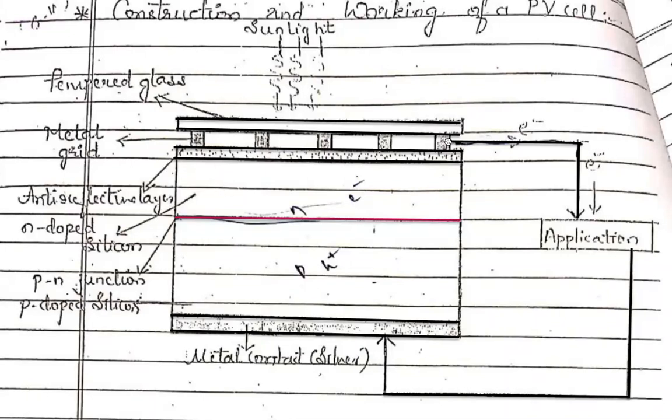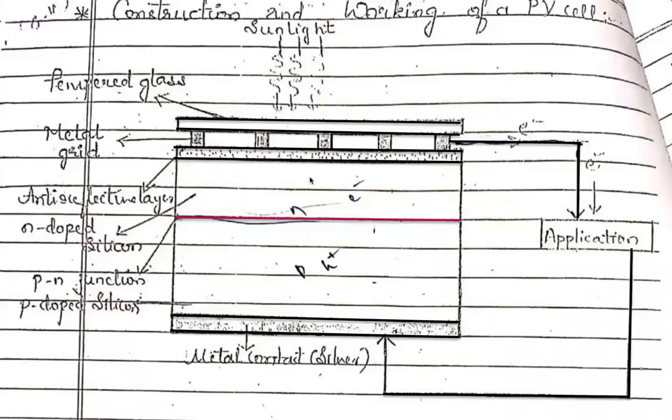So one contact is the metal grid. What about the back contact or the rear contact? It is another metal contact which is made up of silver. So this is about the construction. We have N-type phosphorus doped silicon, and we have boron doped P-type silicon.